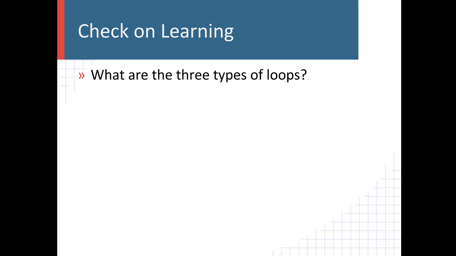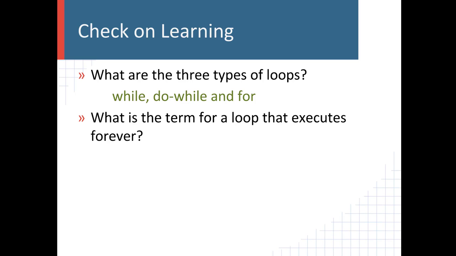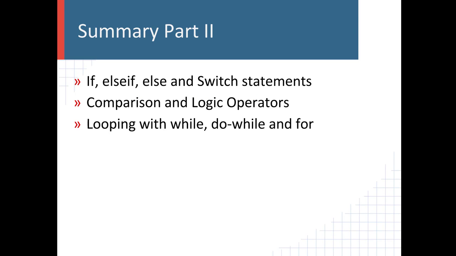So what are the 3 basic types of loops? While, do while, and for. What is the term for a loop that executes forever? An infinite loop.